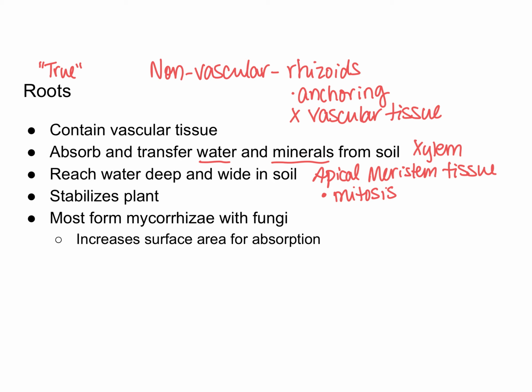Roots also help to stabilize the plant, so they do have an anchoring function to them. And most roots form that mycorrhizae symbiotic relationship with fungi that we talked about in a previous chapter. And one of the many benefits of this symbiotic relationship with fungi is that it helps to increase surface area for absorption of those water and minerals.